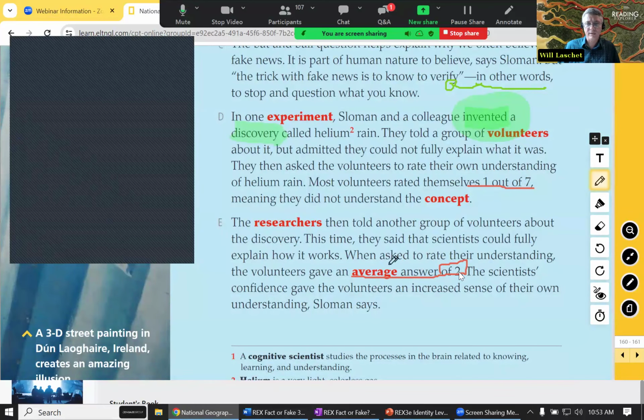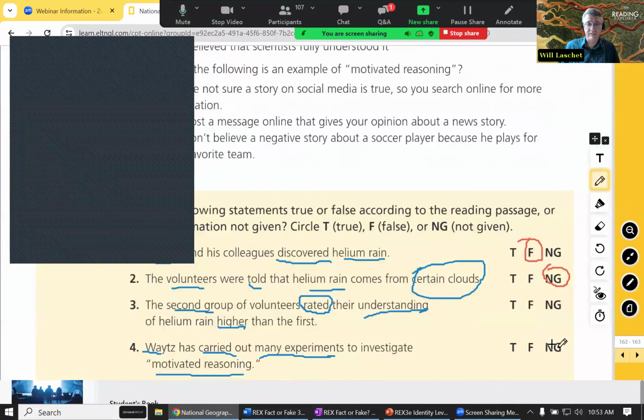Group 2, when asked to rate their understanding, gave an answer of 2, which means they understand more than the first group, which gave themselves an answer of 1. So we can see that this one is going to be true. Okay, and the last one, Waits has carried out many experiments to investigate motivated reasoning. Many experiments. So let's have a look at Waits and his experiments.